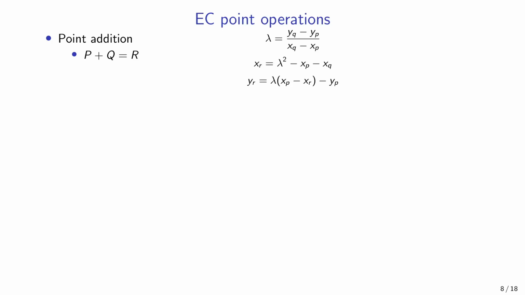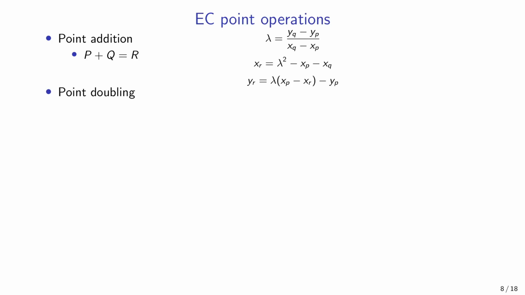Let's look closer at the elliptic curve point operations. The first operation is point addition. We can add together two distinct points to get some third resulting point. This is the formula for calculating point addition. Not important to know, just for you to see that there is no rocket science. We just plug x and y values of both points into the formula and get back the x and y values of the resulting point.